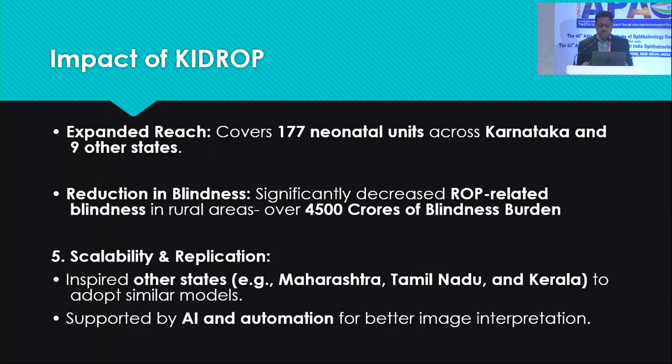And this is the impact. The reach is up to 177 neonatal units across Karnataka and 9 other states also. This program is running, and there is a significant reduction in blindness because of retinopathy of prematurity. And inspired by this model, other states, Maharashtra, Tamil Nadu, and Kerala, have been able to adopt similar models. And now they are using AI and automation for better image interpretation.